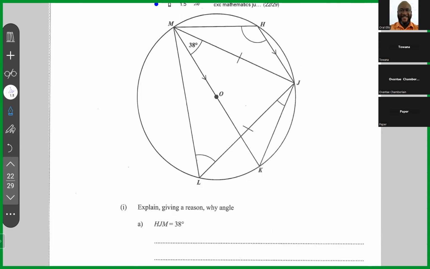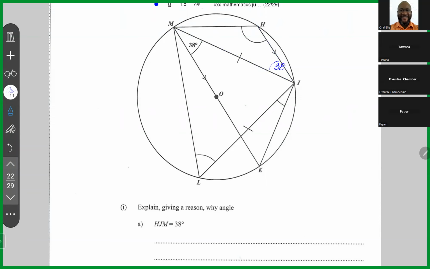We're to explain, giving a reason, why angle HJM is 38 degrees. So let's identify angle HJM. It is this angle here, the angle at J. All right, so I hope everybody can see the parallel lines.